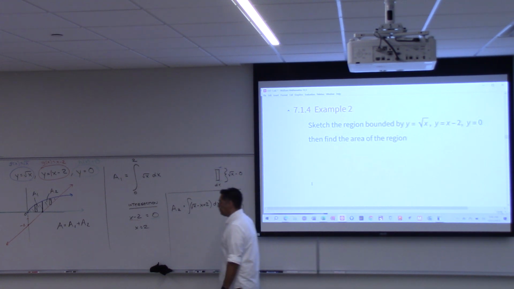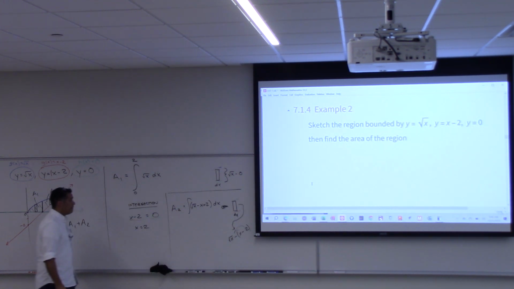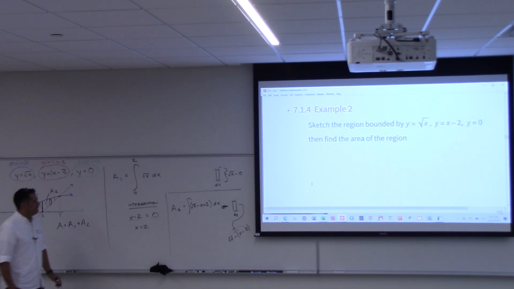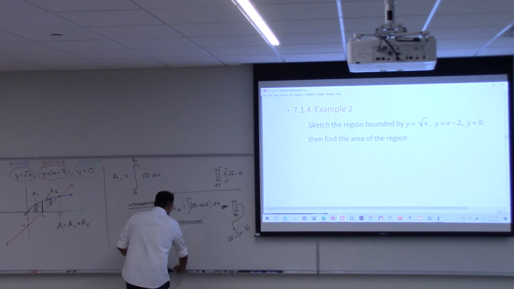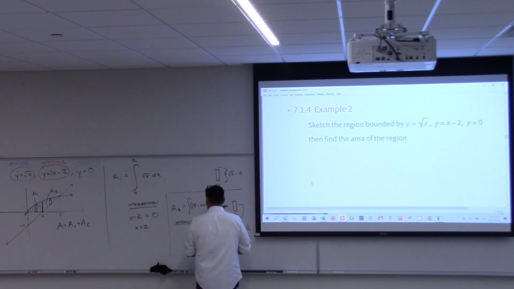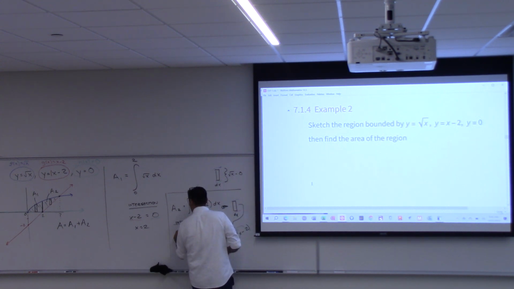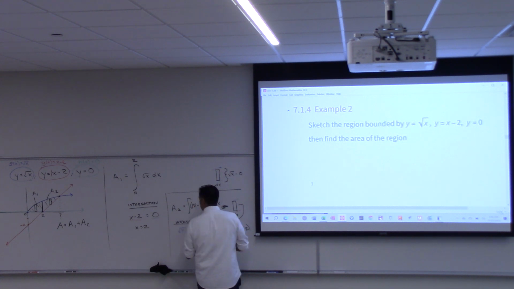What else do I need? What's that? Intersection. Well, you know this is 2, right? You just need to know this right here. We don't know what that is. So we have to set the blue and the red equal to each other. So we need the intersection. So I'm setting the blue and red equal to one another. The blue one is the root x. I'm setting root x equal to the red, which was x minus 2.